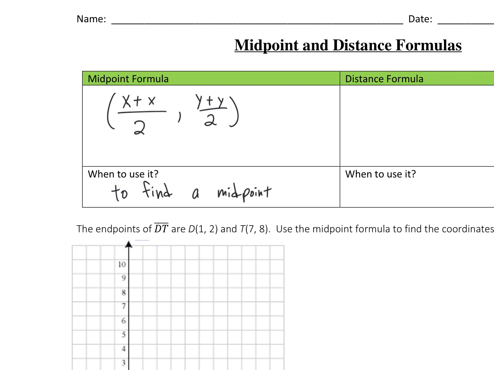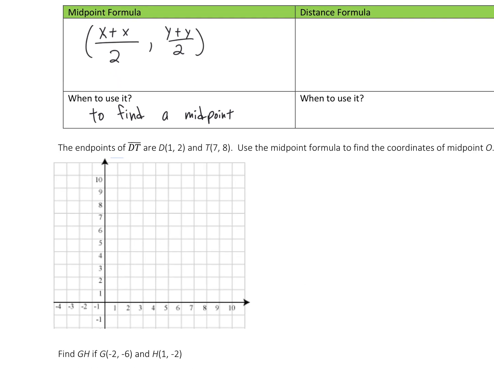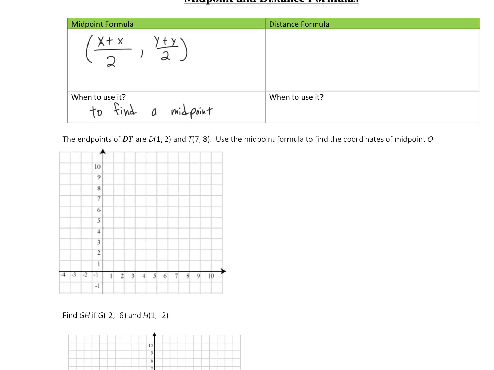And actually our first example looks at that. So let's take a look at the first problem. It says the endpoints of DT are D(1, 2) and T(7, 8). Use the midpoint formula to find the coordinates of midpoint O. So let's go ahead and do D. So (1, 2), go over 1, up 2. Find T(7, 8), go over 7, go up 8, right there. And we're going to go ahead and draw a line between them like that, and we're going to find the midpoint. So the midpoint looks like it's going to be around here somewhere, but let's use this formula.